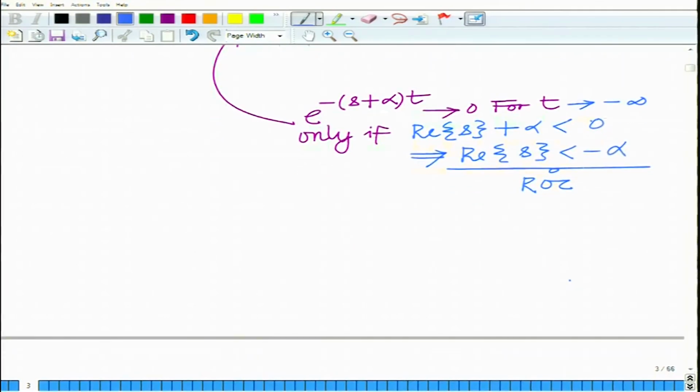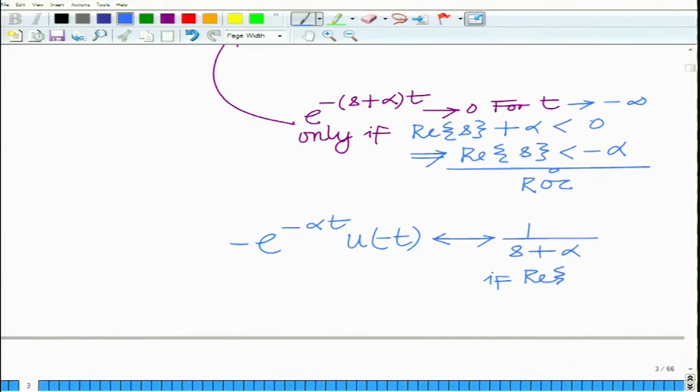Okay. And therefore, the Laplace transform in this case, of minus e raised to minus alpha t u(minus t), is 1 over s plus alpha if the real part of s is less than minus alpha. And this is therefore the ROC, or the region of convergence.